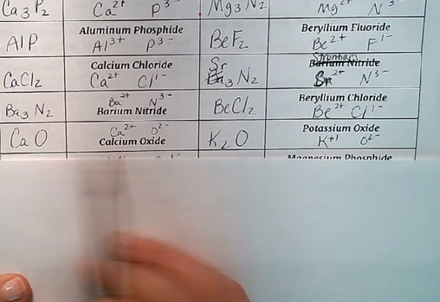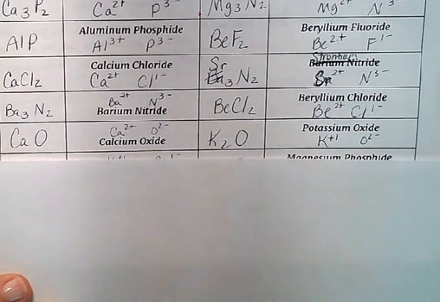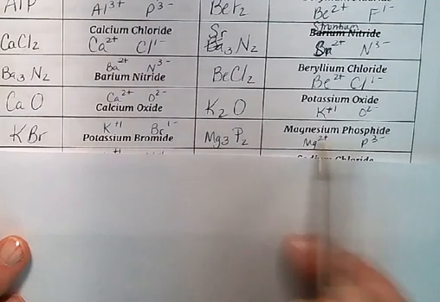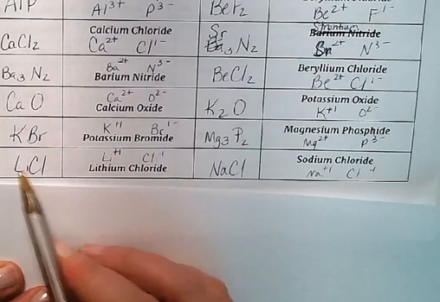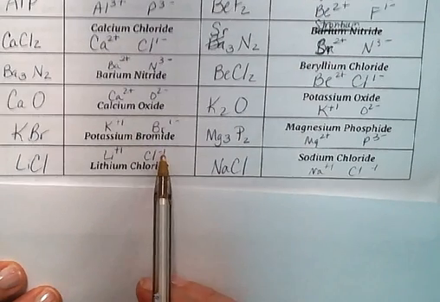You see those are already balanced. Potassium oxide is going to be K2O. Potassium bromide, KBr. Magnesium phosphide, Mg3P2. Lithium chloride, LiCl. And sodium chloride, NaCl, because those are already balanced. Positive 1, negative 1, positive 1, negative 1.